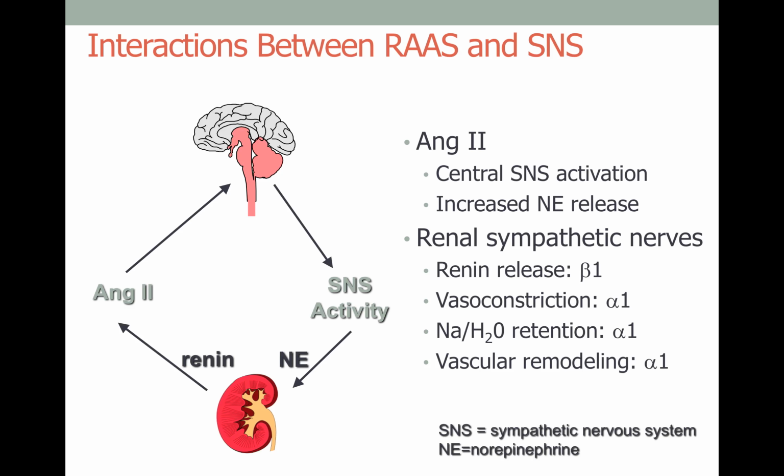There's also some other nerves that start to play a role, especially in the renal tissue, in the kidneys. So you see the renin release, and I'll get back to those Greek letters and numbers in just a second. You also see vasoconstriction gets caused with increased sympathetic activity at the level of the kidney. There's also increase in sodium and water retention and vascular remodeling.